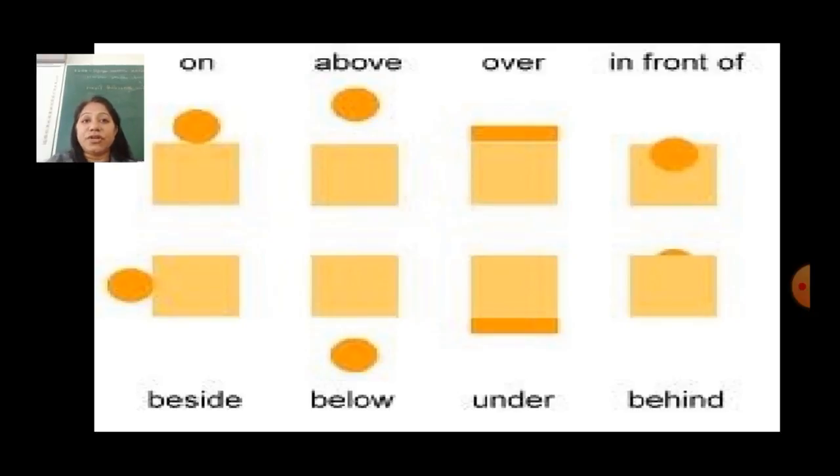See here, you can see the picture. In the first picture, the ball is on the box. Second is above, which means it is not touching the box. We can say above. Over means it is near to the box. In front of means it is in front of the box. Beside means it is near the box in a horizontal way. Below means it is under but not touching the box. Under means it is beneath the box, and behind means it is at the backside of the box.